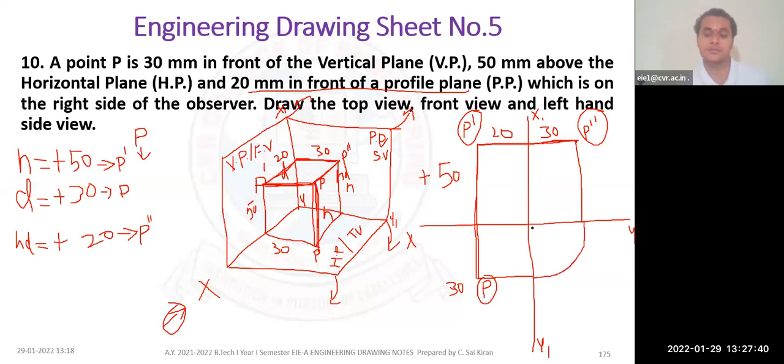There is another method also. If you want to join these two views, you can take an inclination of 45 degrees. Then project this vertical line, and wherever this vertical line and the other line touch, they will join each other. That is the method to draw this. So here you are locating P dash, P and P double dash. P dash is the front view, P is the top view, and P double dash is the side view.